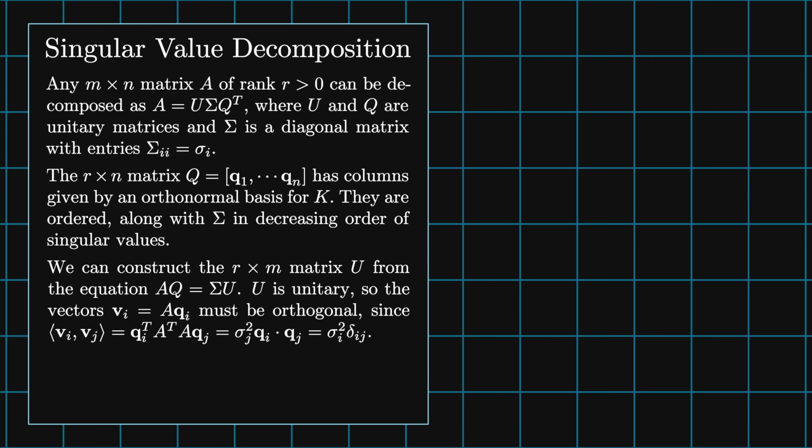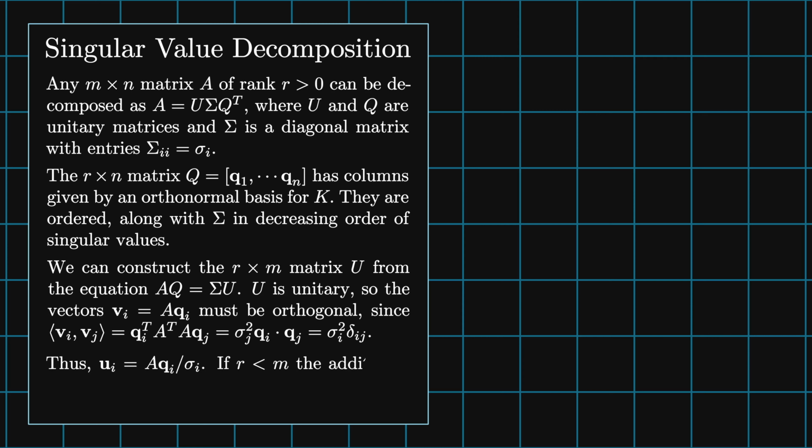We know that U is a unitary matrix, so the vectors vi, given by the product of a diagonal matrix with U, must be orthogonal. We can show this is true because the inner product of vi with vj equals qi transpose A transpose A qj. Since A transpose A is the gram matrix K and the q's are its unit eigenvectors, this is equal to sigma i squared times qi dot qj. Since qi and qj are orthogonal, then so are vi and vj.